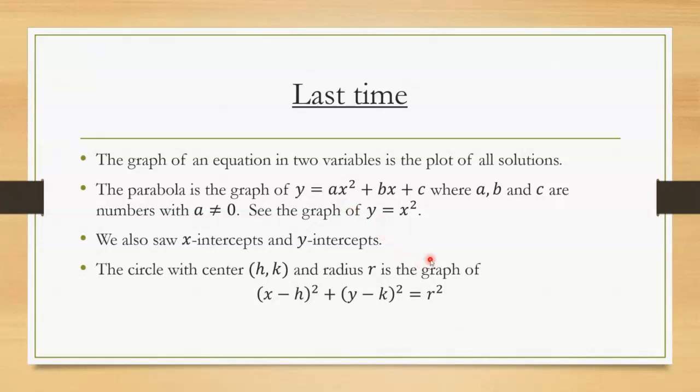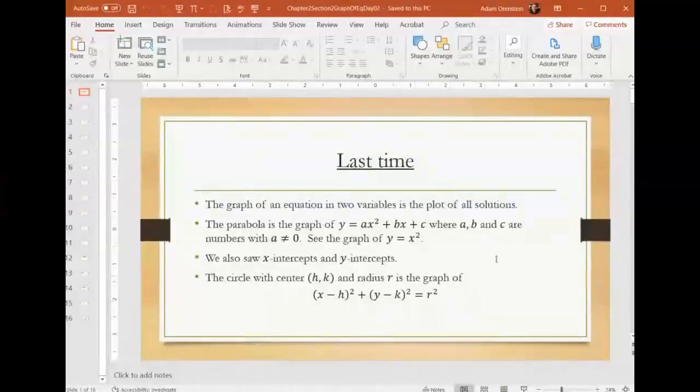Okay. And we also saw circles. The circle with center (h, k), some point in the Cartesian plane, and radius r, where r is a positive number, is the graph of this equation. It's the graph of this equation, okay?